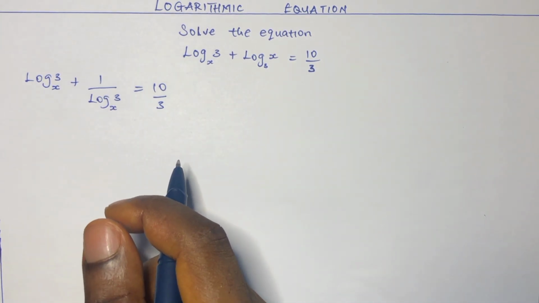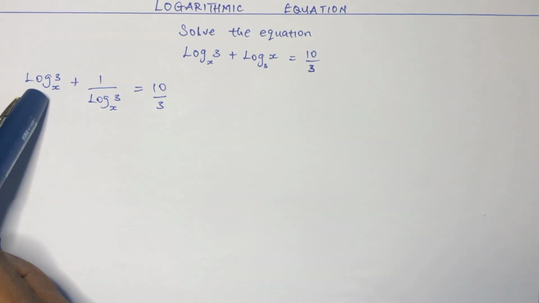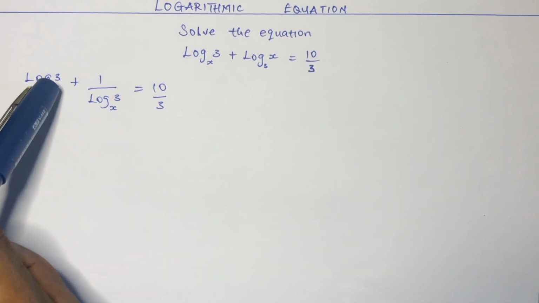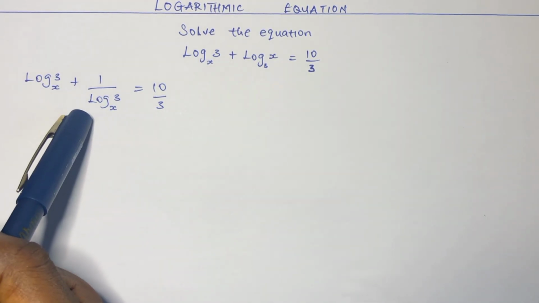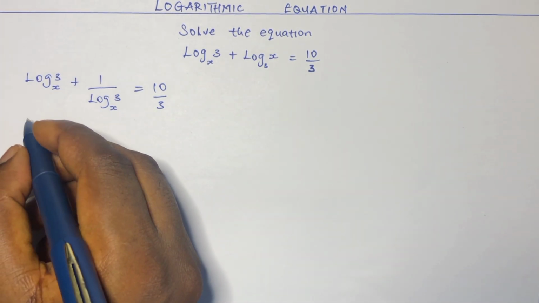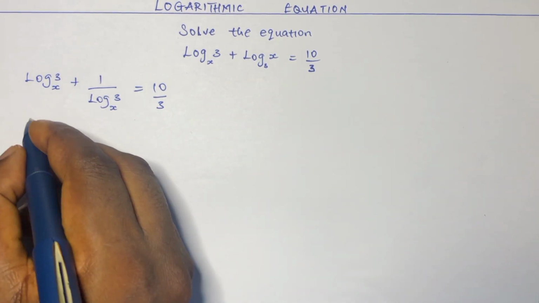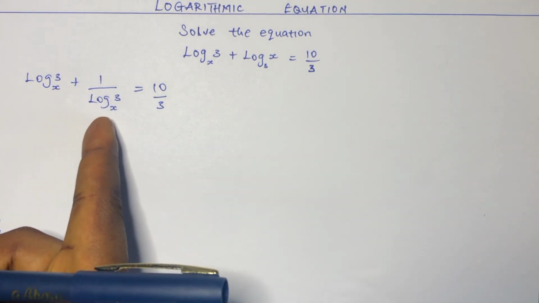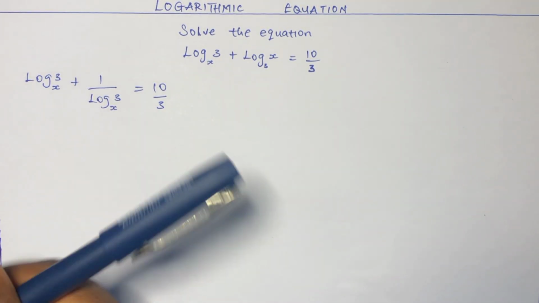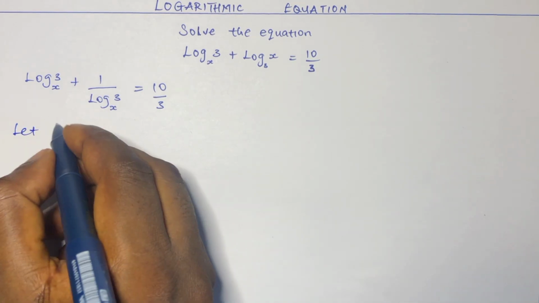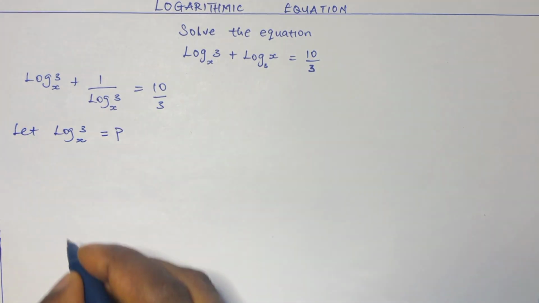And then the second step is we are going to denote, since we have the logarithmic expression of the same base and everything the same, we are going to denote them by an alphabet. By so doing, it's going to also help us solve this problem fast and easier. So let log 3 base x be equal to p. Anywhere we find log 3 base x, we denote it by p. So let log 3 base x be equal to p.